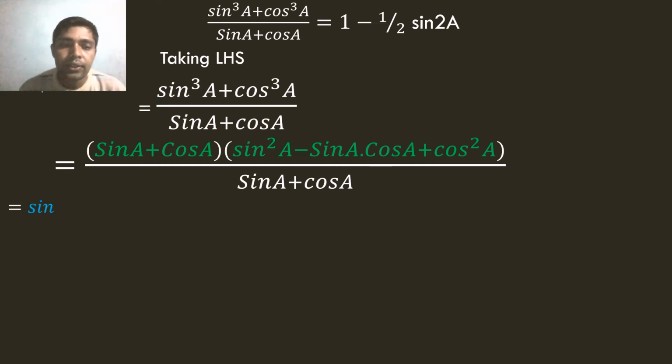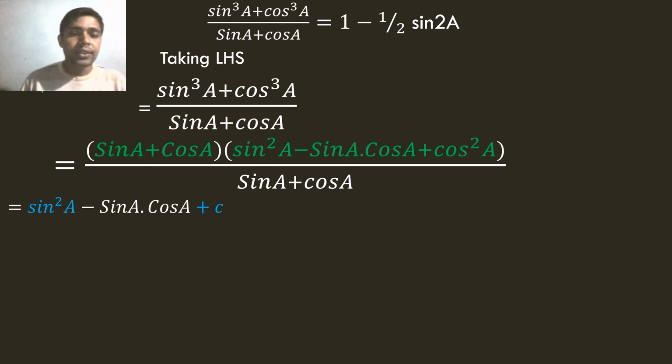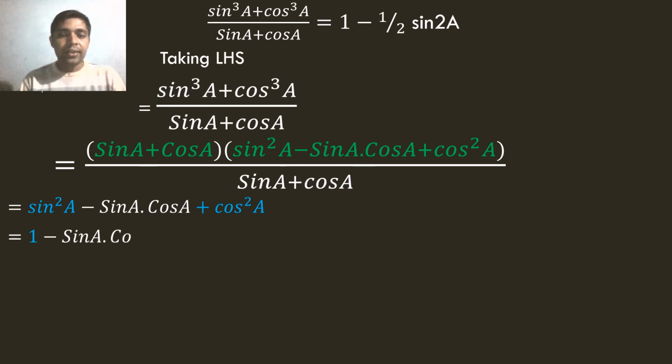Then we get the remaining term as sin²A minus sin A dot cos A plus cos²A. Again we can see here, the part in blue color, sin²A plus cos²A, is 1. So we can write 1 minus sin A dot cos A. But if we see the RHS, we have to convert to sin 2A, and for sin 2A we need 2 sin A dot cos A. We do not have 2 here.